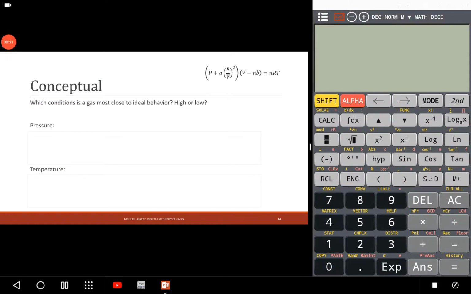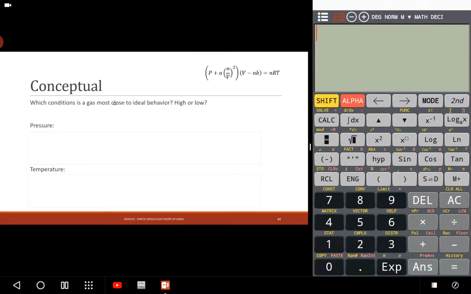One last conceptual problem for you. Under what conditions is a gas most closely related to an ideal gas? High or low pressure? High or low temperature? Go ahead and pause the video and write down your answer, and then unpause the video when you're ready to double check.